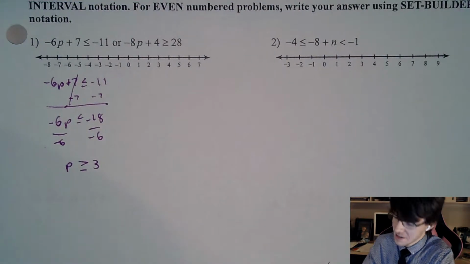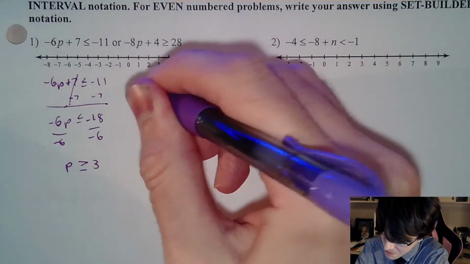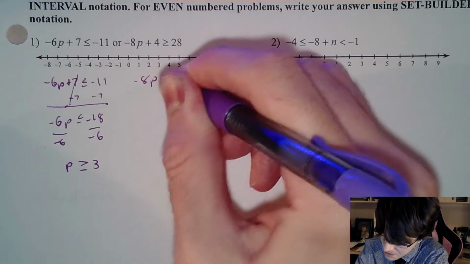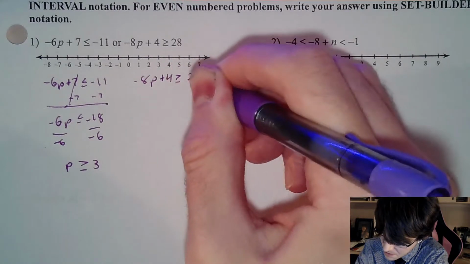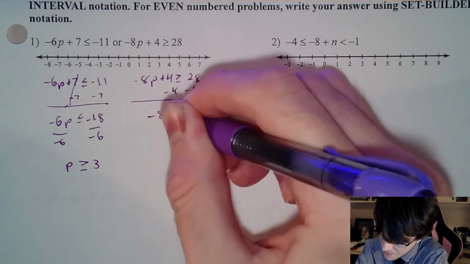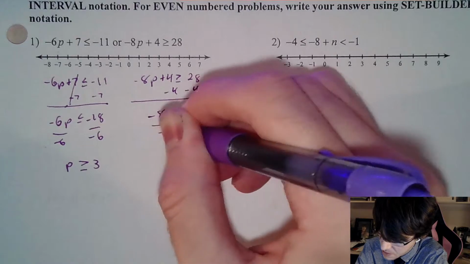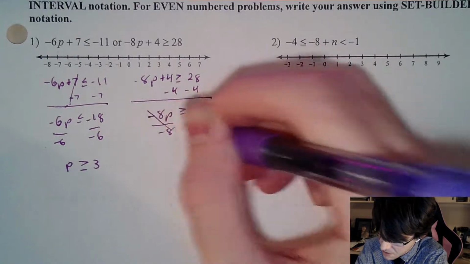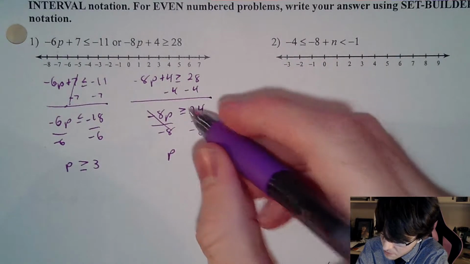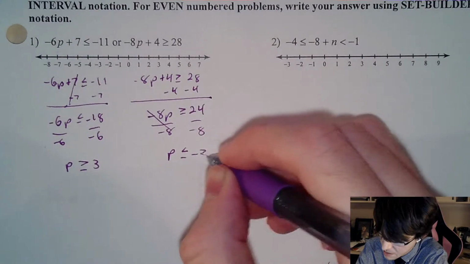All right. And now let's go ahead and move to the next one. Same exact idea. I'm just going to copy it first because it's a little bit in the way. Now I'm going to subtract 4 on both sides. Got negative 8p greater than or equal to 24. And divide both sides by negative 8. Cancel. Don't forget to flip the sign when you divide by a negative. So greater than will become a less than.